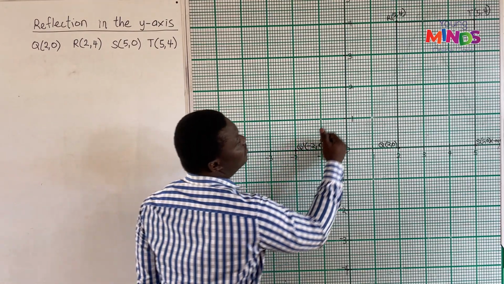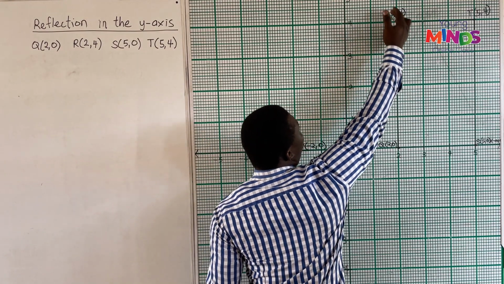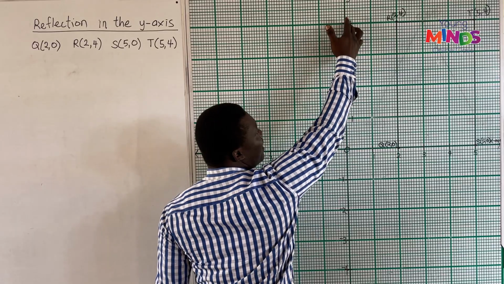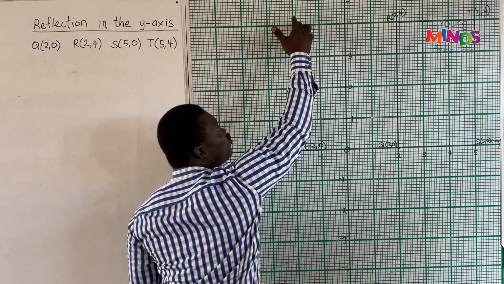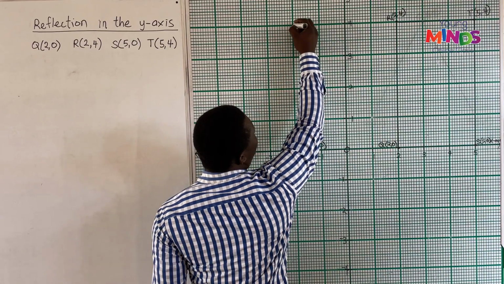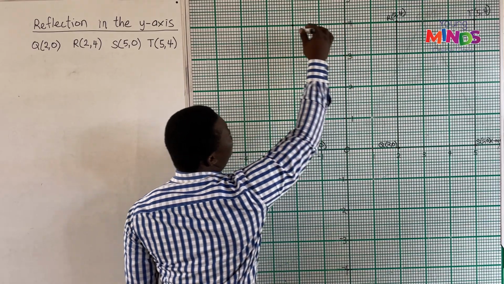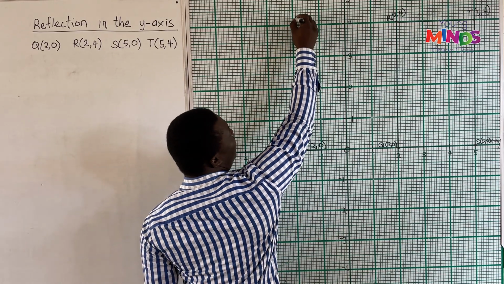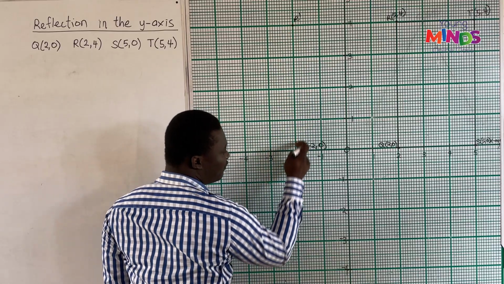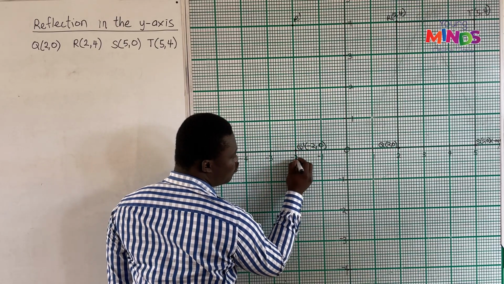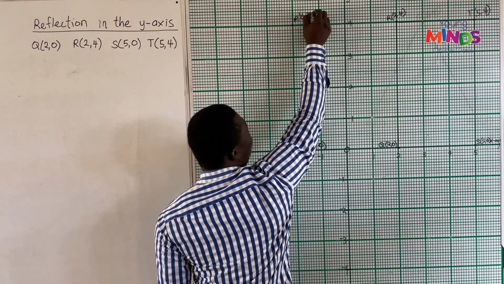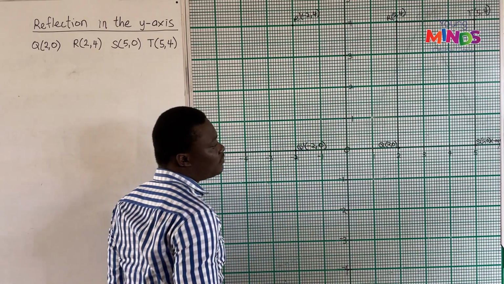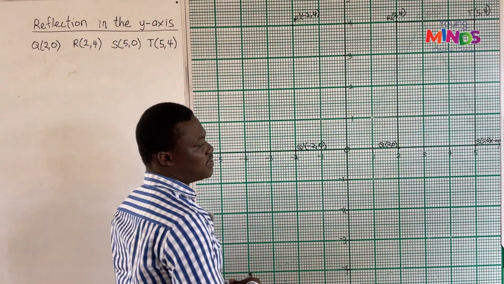Then let's go to point R. Point R, when we move 1, 2 to the mirror line, so we are going to move the same steps to get its image, 1, 2. So the point will be here. And its corresponding image will be R1. We'll take it from the x-axis, -2, to the y-axis, 4. So R1(-2, 4).